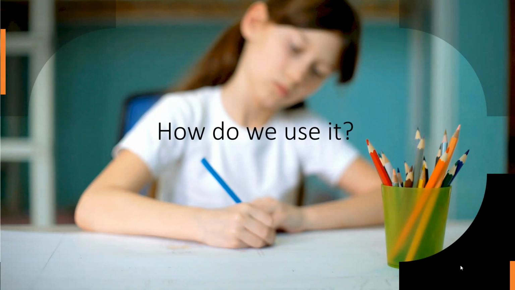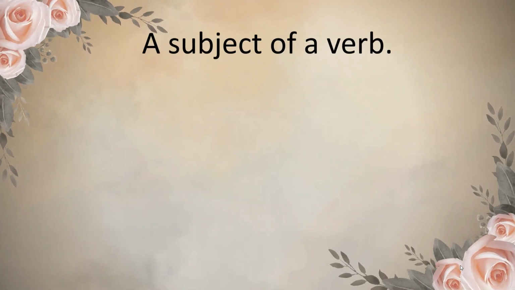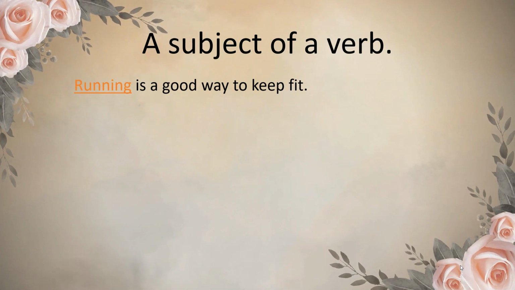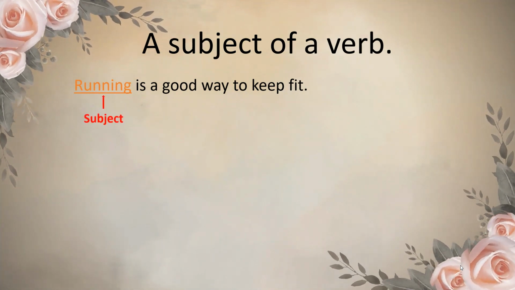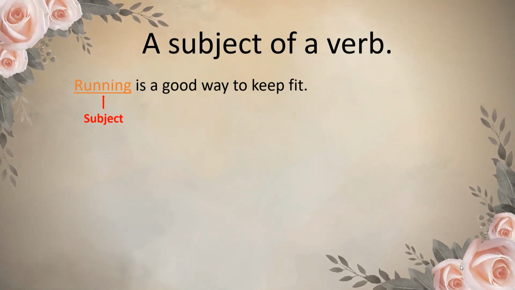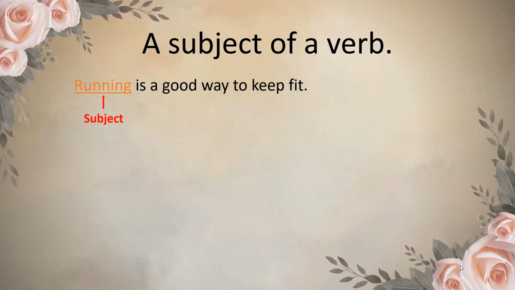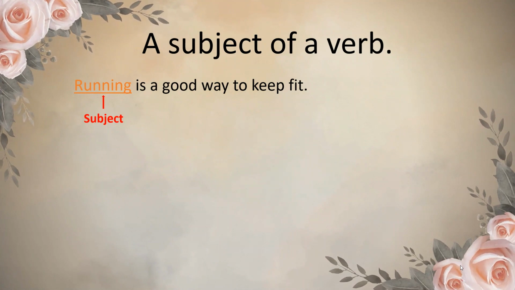So, how do we use the gerund? We use the gerund as a subject of a verb. For example, running is a good way to keep fit. Running here is the subject of the sentence. In other words, it is the subject of the verb to be. Is. Running is a good way to keep fit.